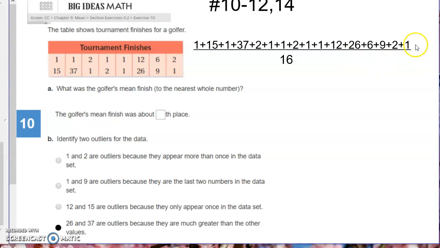The second mistake students often make is they forget to hit equals and then divide their answer. If you make those mistakes, you're going to get some strange answers that don't really fit the data that we're working with today.